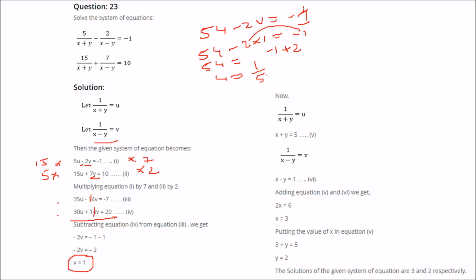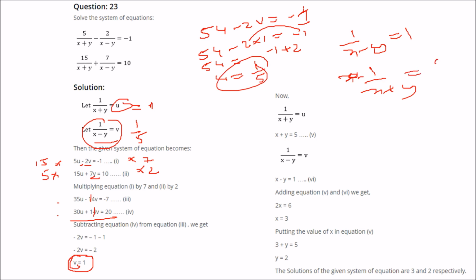Now you have assumed 1 by x plus y to be u. So 1 by x plus y will be equal to what? It will be equal to 1 by 5. And 1 by x minus y will be equal to what? It will be v. So what was 1 by x minus y? So 1 by x minus y equal to 1, and 1 by x plus y, that is u, is 1 by 5.